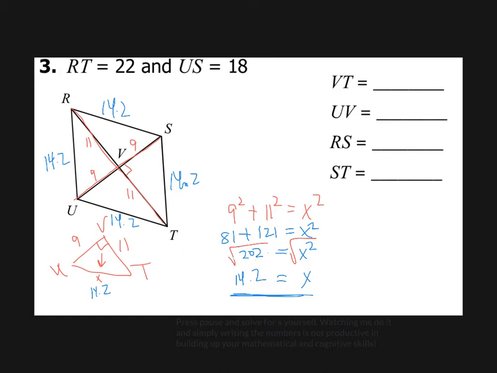So we come over for our final answers. V to T, that's right here, 11. U to V, that's right here, that's 9. RS, that's 14.2. And S to T, that's over here, that's again 14.2. All right, so at this point we should have 1, 2, and 3 complete.